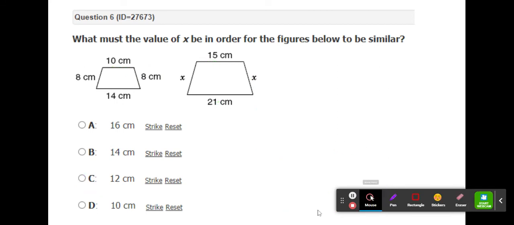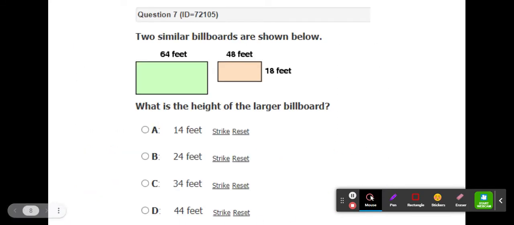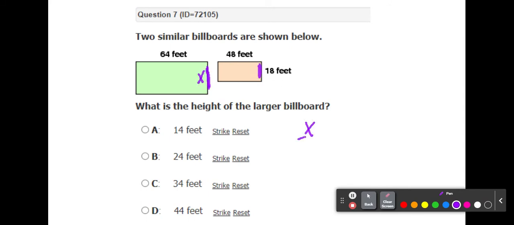All right, question 7. Two similar billboards are shown below. What's the height of the larger one? So I need to find this. That's my x. So I know that the x goes with the 18, so that's going to be one of my fractions. And then my other one is going to be the 64 and the 48. And I have to put the 64 on top because I put the x on top of my first one. So that first setup is going to determine where all the rest of them go.